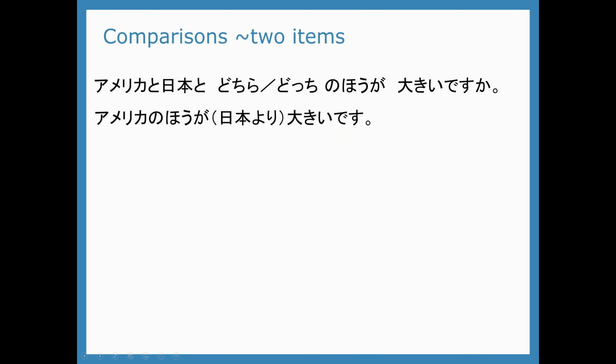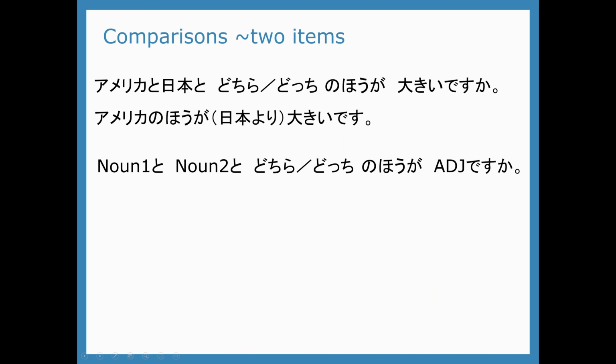So, when we are asking a question about the comparison between two items, we have item 1, と, item 2, と, どちら or どっち, either one is fine. の方が adjective ですか? So, どちら and どっち, these both mean which one out of two choices. どちら is a little bit more formal than どっち, but either one of them is okay.